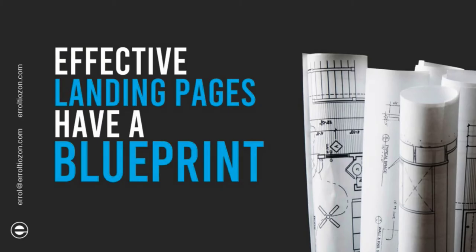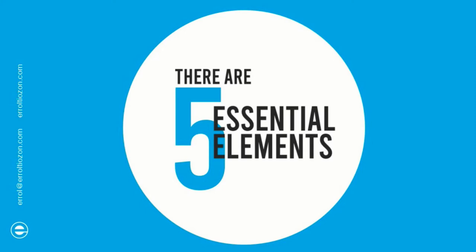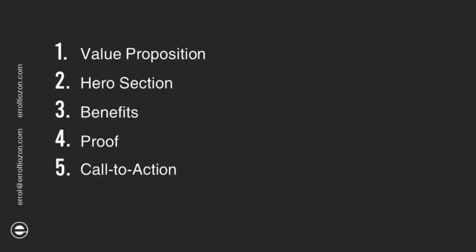Now, according to Ollie Gardner, designing a landing page is not rocket science. And the good thing is that we have a blueprint that we can follow. And he says that there are 5 essential elements that need to be present in every landing page. And these are value proposition, hero section or the hero image, benefits, proof, and lastly, call to action.